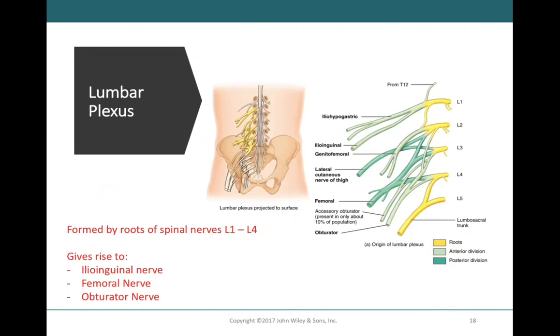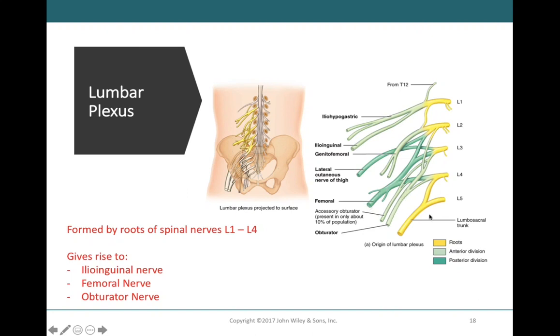Next up is the lumbar plexus. The lumbar plexus is formed by the roots of spinal nerves L1 through L4. The lumbar plexus is giving rise to 3 very special nerves. Those are the ilioinguinal nerve, the femoral nerve, and the obturator nerve. And you can see each of these shown right here. This is the ilioinguinal nerve, we see the femoral nerve right here, and we've got the obturator nerve right here.